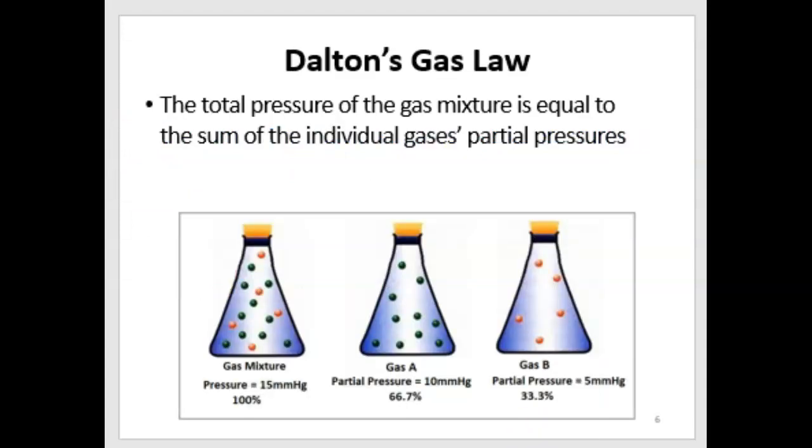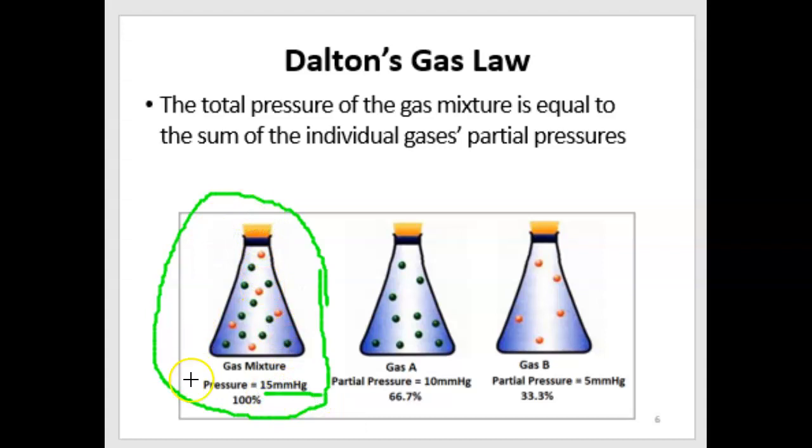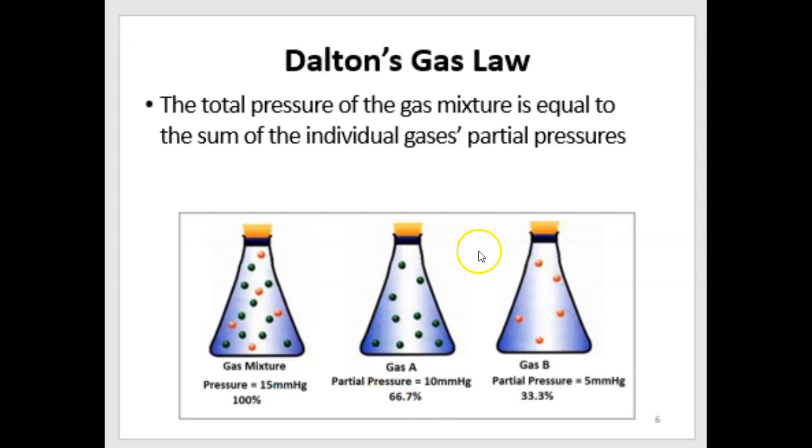This is known as Dalton's gas law. So in this left vial here, we've got a total pressure of 15 millimeters of mercury. This total pressure of the gas mixture is equal to the sum of the individual gases' partial pressures. So gas A, if it's the green gas, contributes 10 millimeters of mercury. Gas B, the orange one, contributes 5 millimeters of mercury. Or you can report it in percentages too, 2/3 and 1/3, roughly. So that's our first concept, the concept of partial pressures.